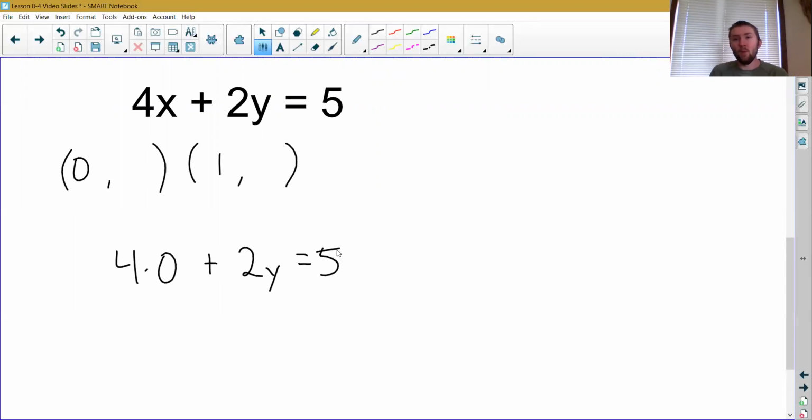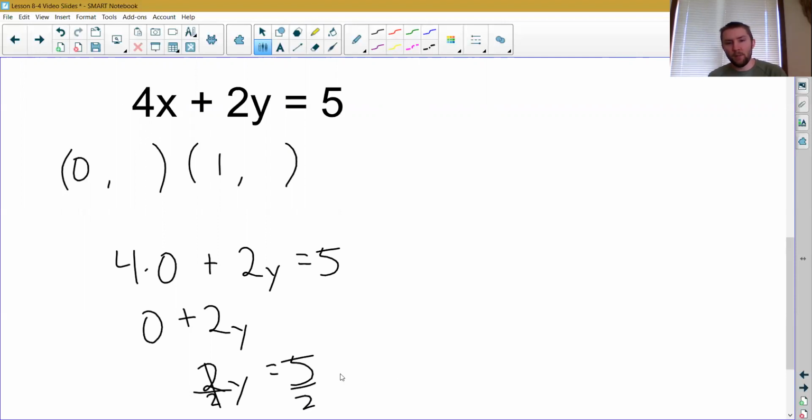Okay, now we have a little bit of work to solve this for a y. It's good, though, that 4 times 0 is just 0, and 0 plus 2y is really just 2y. So that equals 5. 2y is equal to 5. How can we then figure out what the y coordinate or the y value is? Well, we'll divide by 2 to get rid of the 2, and we end up with 5 over 2. So y equals 5 over 2. Okay? 5 over 2 is my y value here.